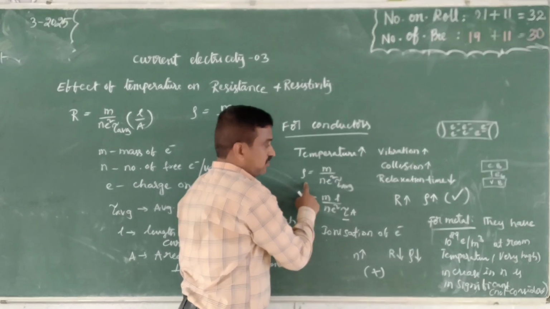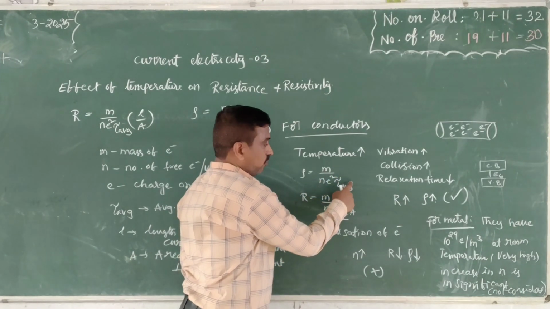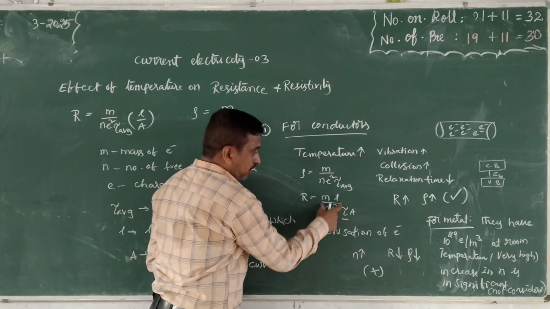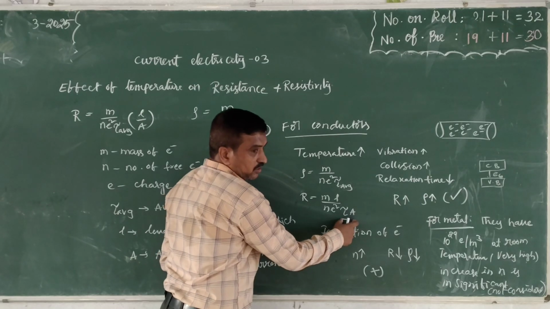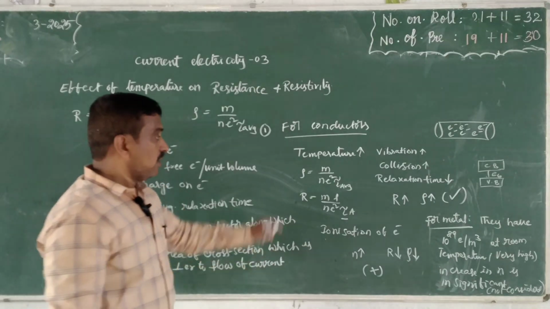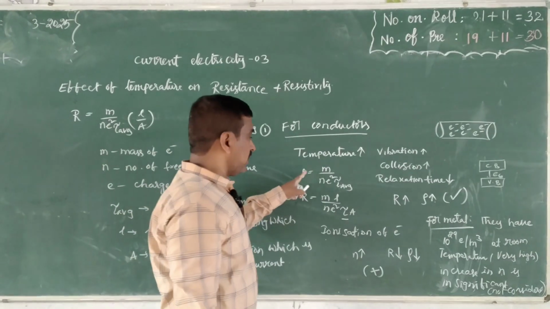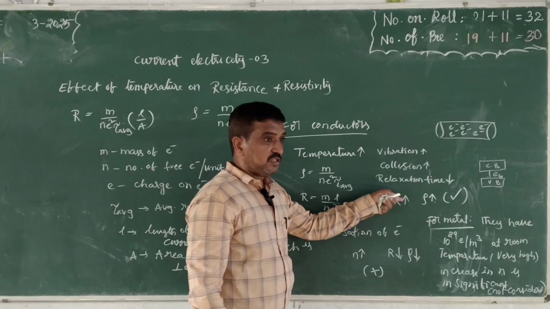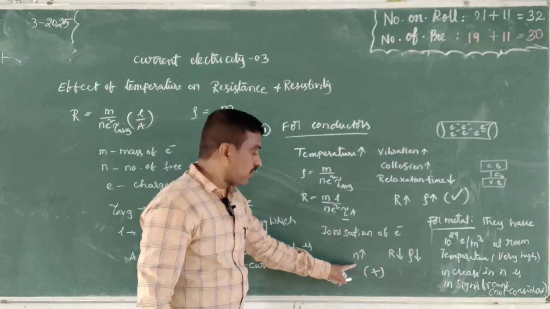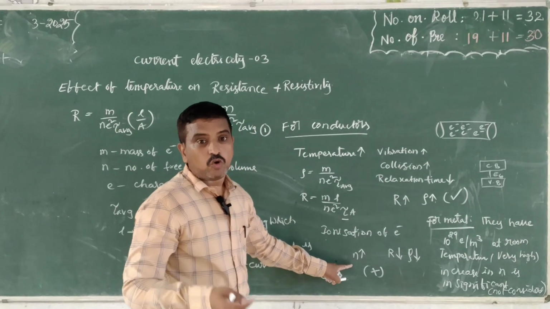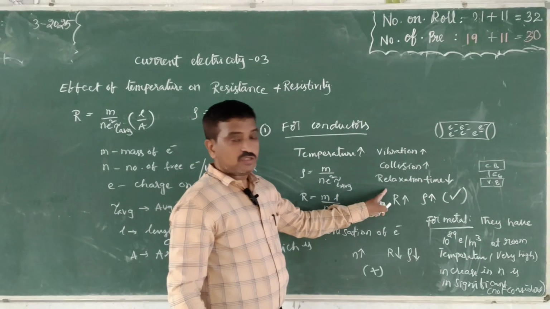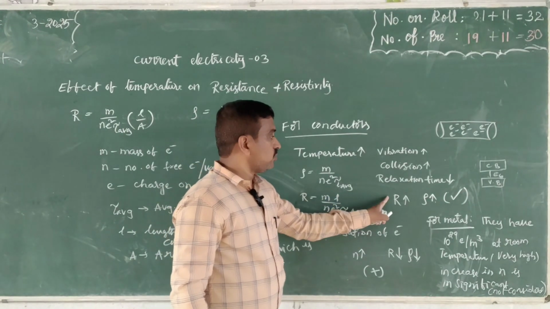What is the formula for resistivity? m by n e square tau. Tau is in the denominator, so if it decreases, resistivity increases. For resistance, m l by n e square tau a. Here tau, the relaxation time, is in the denominator. If the denominator decreases, resistance also increases. So resistance and resistivity increase with temperature, which dominates the ionization of electrons. Because of ionization, the n value increases, but it is insignificant, so it is not considered, since compared with this the change is small.